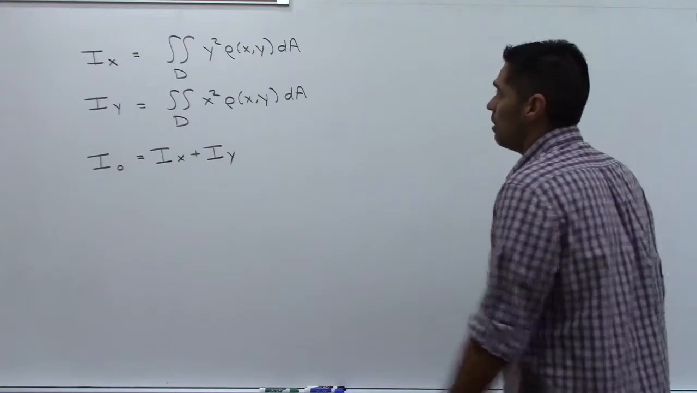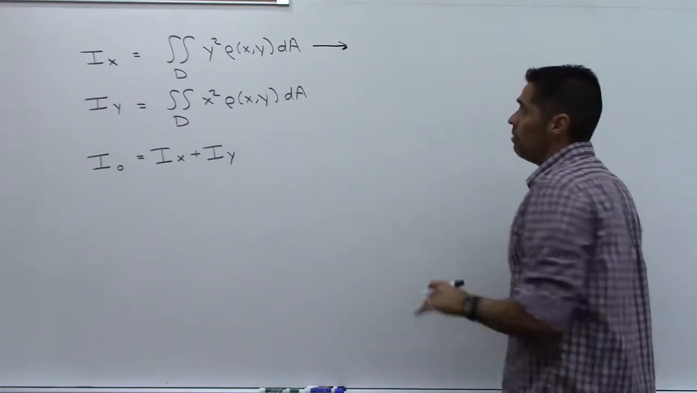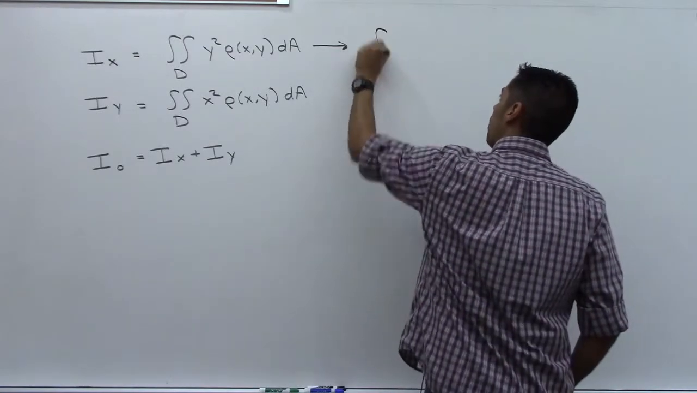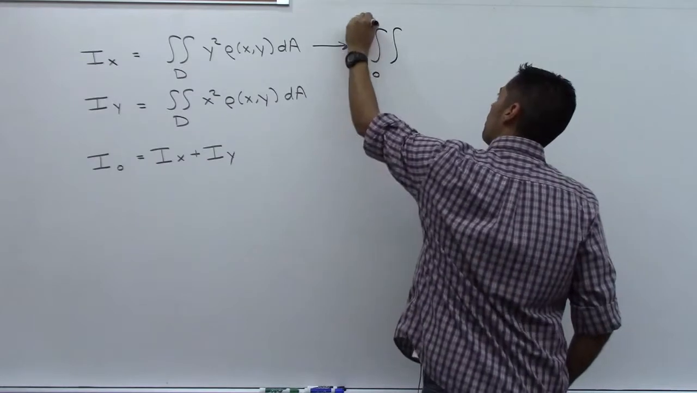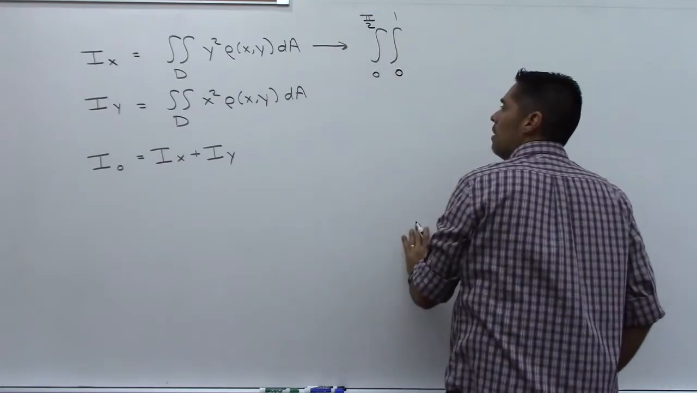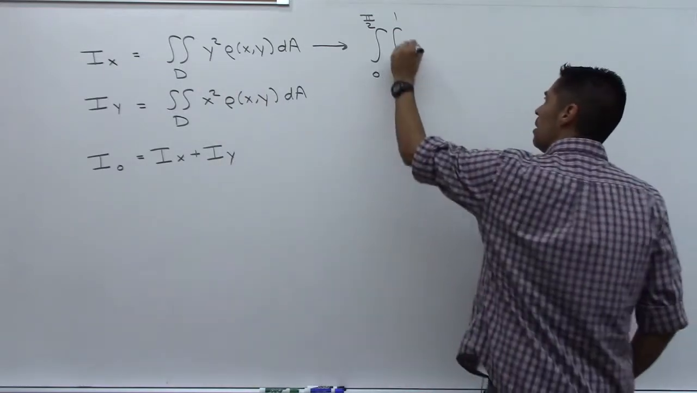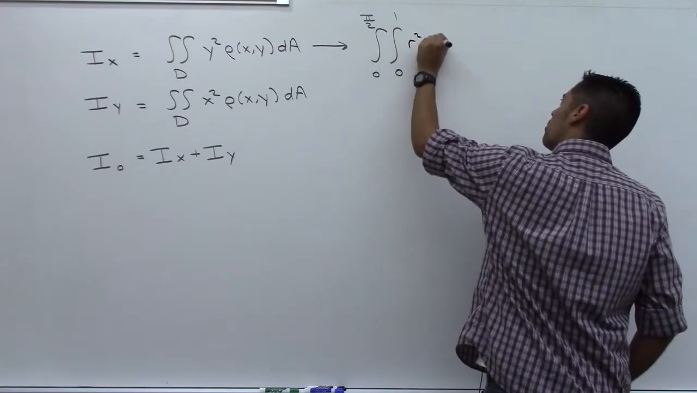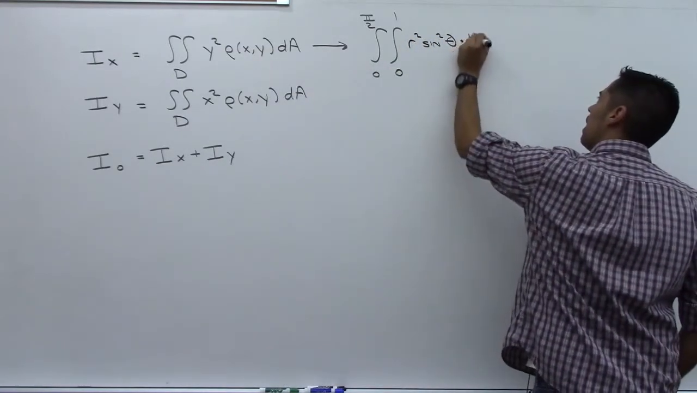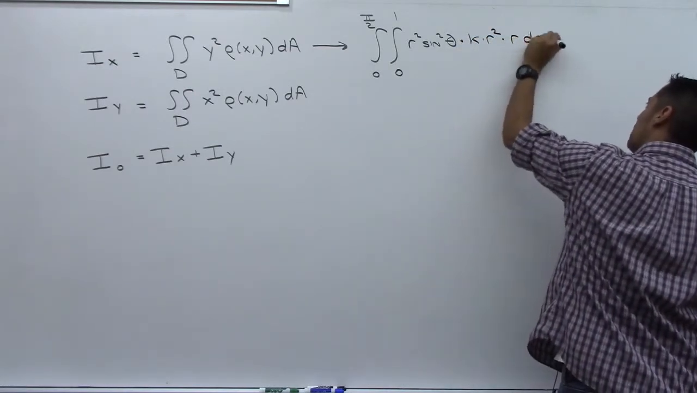So let's take a look at this first one. We're working, remember, with the problem that we just did. So remember that when we converted this to a double integral in polar, it went 0 to pi over 2, 0 to 1. But now we have y squared. And remember, y in polar is r sine theta. So it's r squared sine squared theta. Then the density function, which was k times r squared. Then, because we're in polar, r d theta.